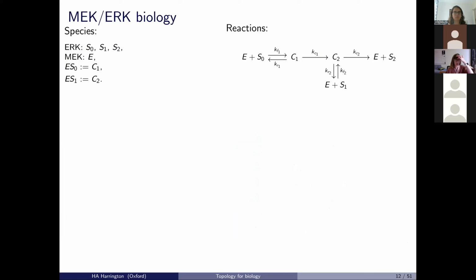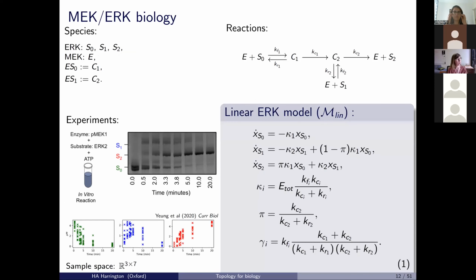So we have a very simple model. There are hundreds of models of the MEK ERK biology. We have these different species. So we have a substrate ERK that is not modified, that is singly modified or doubly modified, and it's modified through an enzymatic reaction by this enzyme called MEK. So there's a system of reactions that we can write down, and then we can reduce from the reactions to a polynomial dynamical system. I haven't included all of the details, but we can reduce the model exactly as well as approximately.